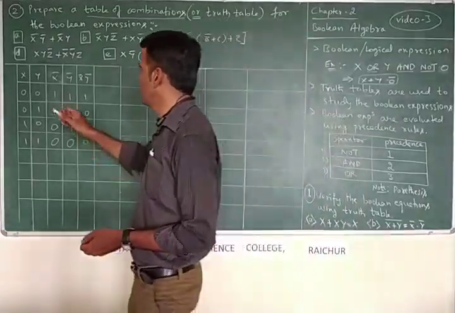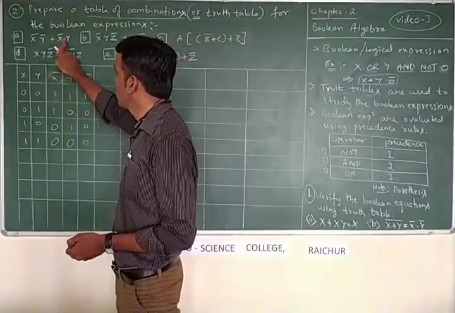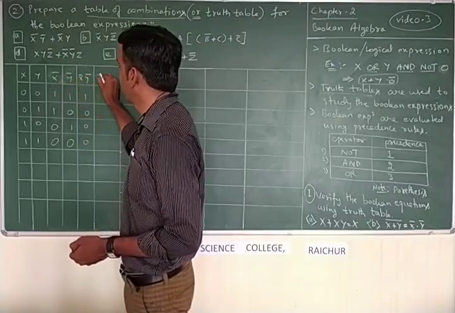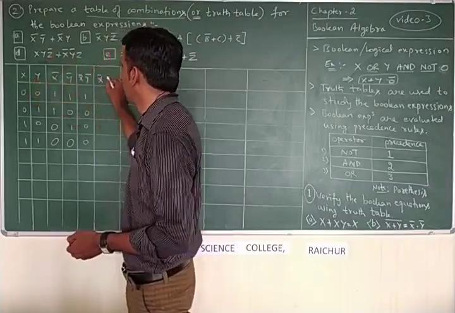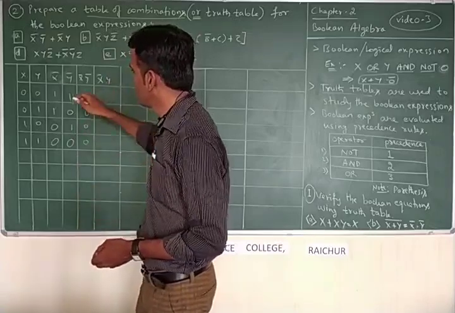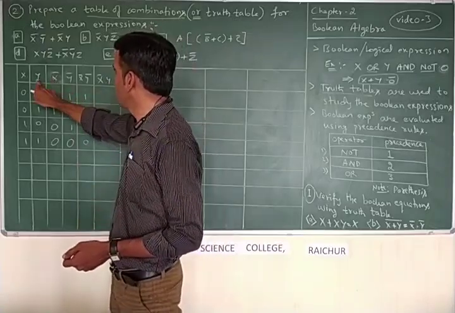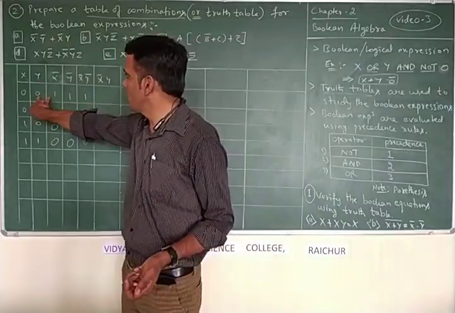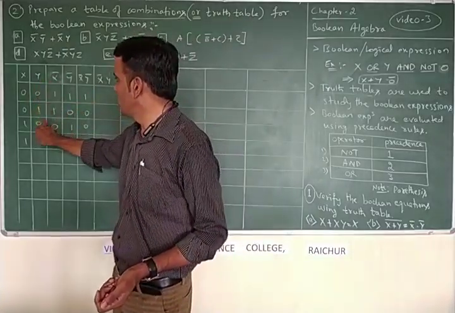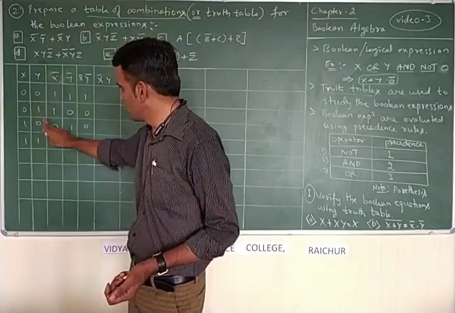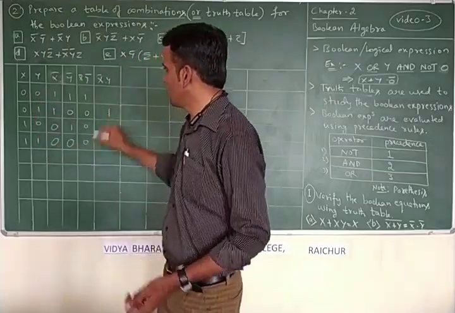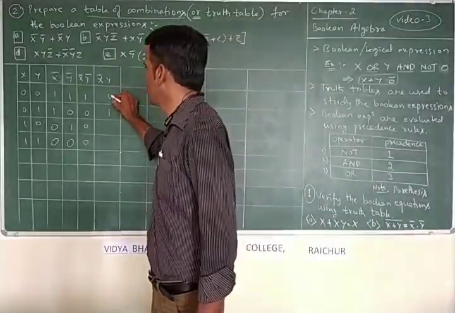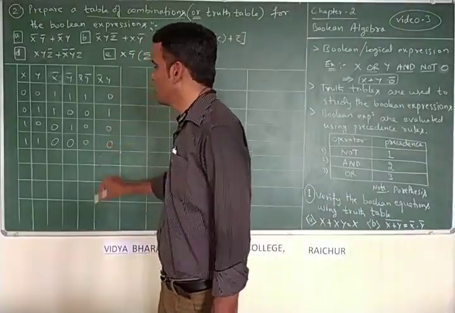Next, we have to consider x bar into y. So the x bar column is ready, and then just y we have here. So x bar into y. These 2 columns, x bar and then y, in between the dot means AND operation. So if both are 1, here only we have both as 1. Only in that case it is 1. In the remaining cases, it is going to be 0.